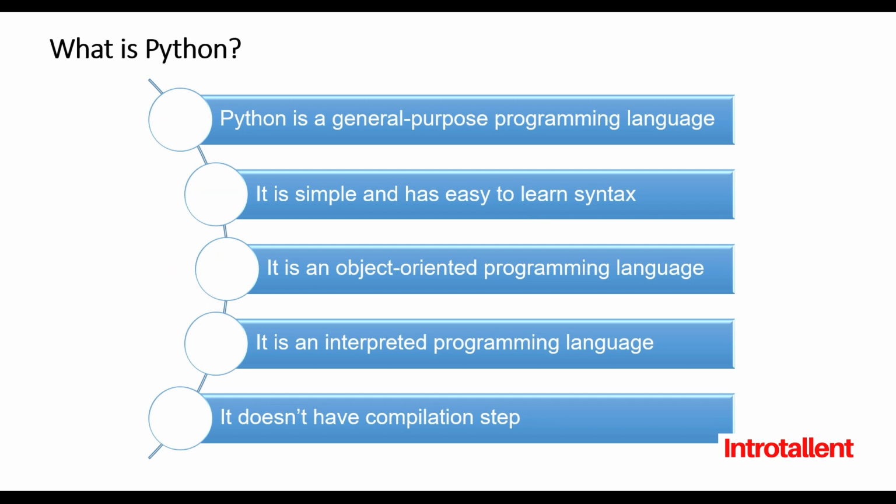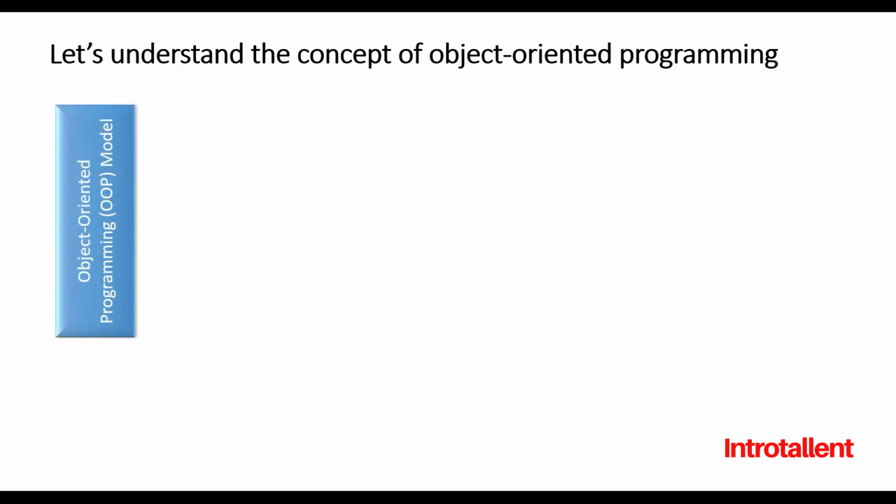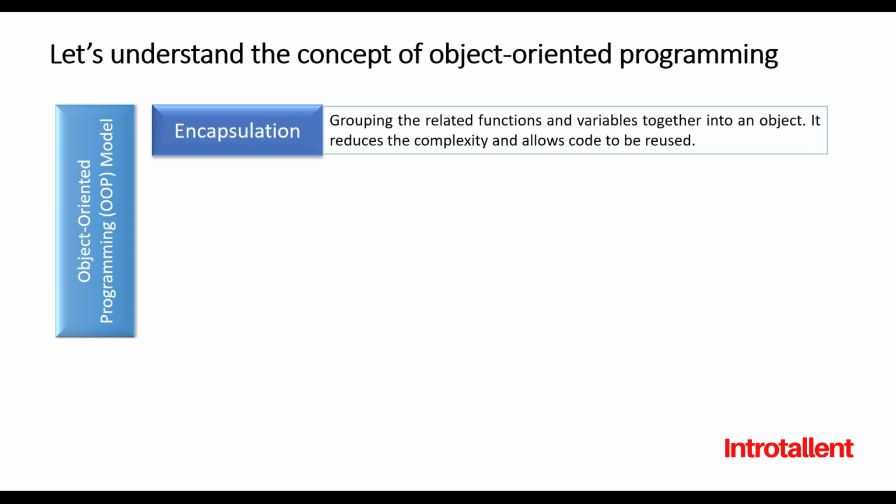We'll be talking about object-oriented programming language in the next slide. It is an interpreted programming language and it doesn't have compilation steps. Let us understand all these terminologies one by one in the next slides. The first thing is, what is object-oriented programming? Object-oriented programming is basically the programming language which is based on object-oriented programming model.